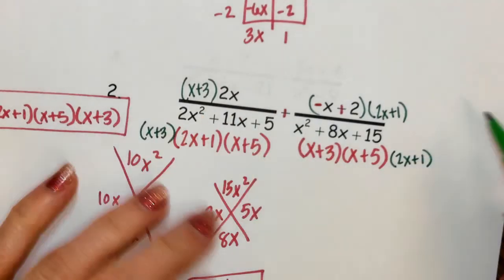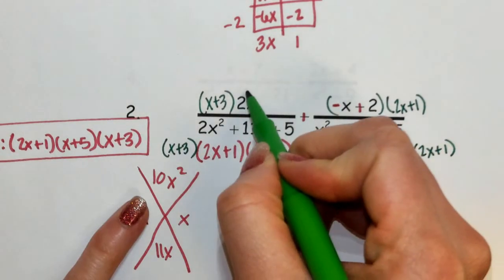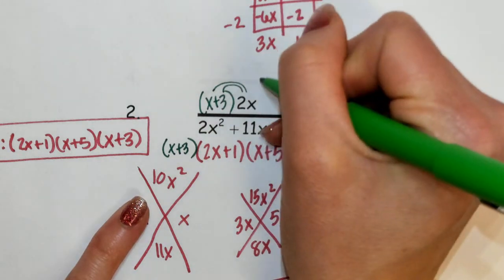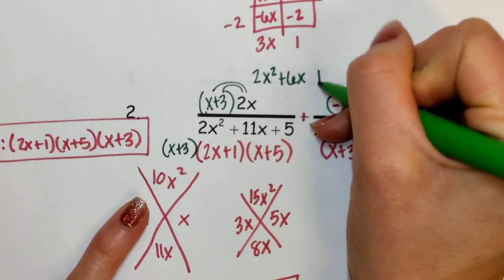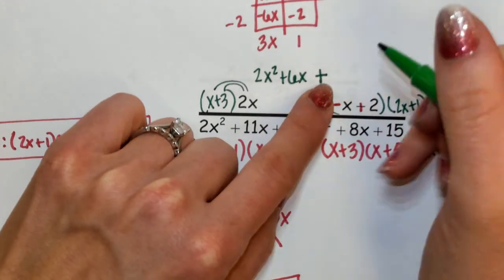Now I simplify the top. So this I just can distribute. So this becomes 2x squared plus 6x. And I change that to a plus.